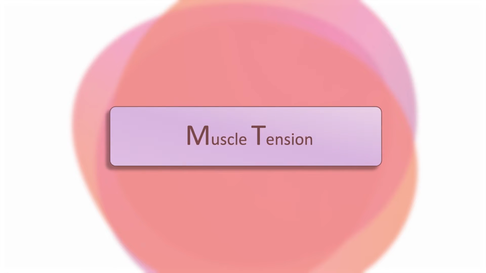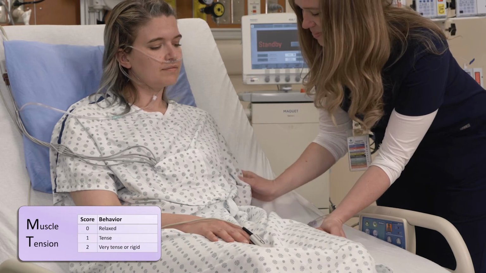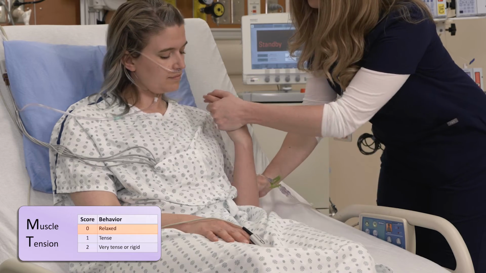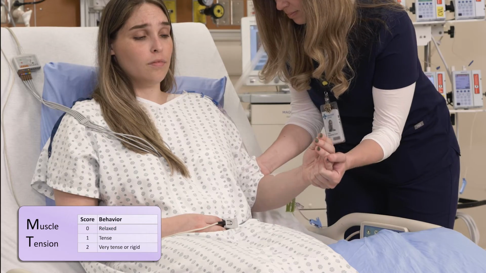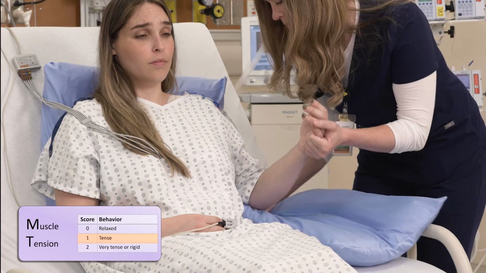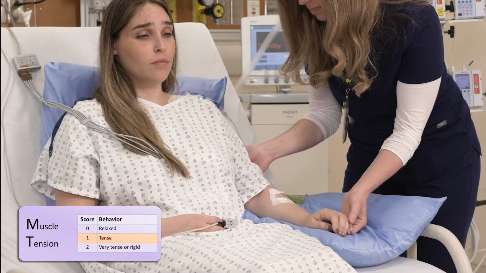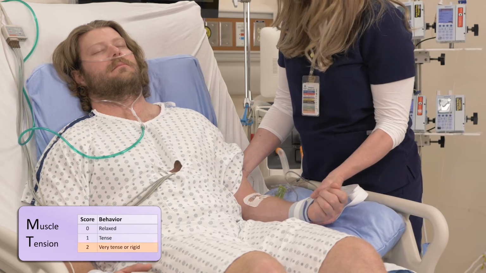To assess muscle tension, perform passive flexion and extension of the elbow as appropriate, observing muscle tension and range of motion. When there is no resistance to passive motion, the patient receives a score of 0. When there is some resistance to passive motion, the patient receives a score of 1. Strong resistance to passive motion receives a score of 2.